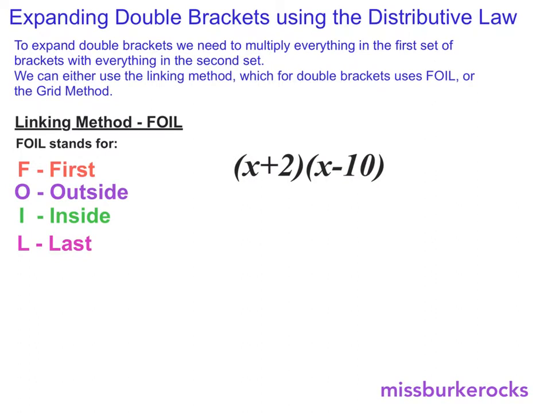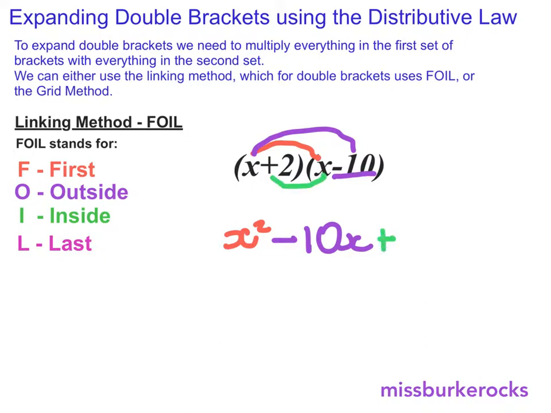As you can see, this one's very similar to the last one. So instead I've got x plus 2 times x take 10. So again, doing the first, x times x is x squared. Then I do the outside, which is x times negative 10, is negative 10x. Then I do the inside, which is positive 2 times x, gives me positive 2x. And then I do the last, which is positive 2 times negative 10, which gives me negative 20.